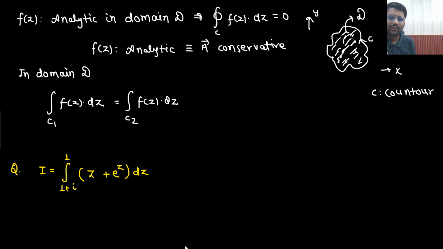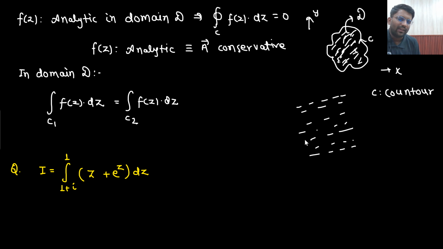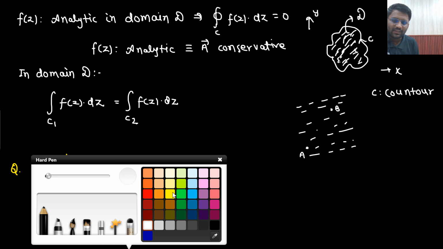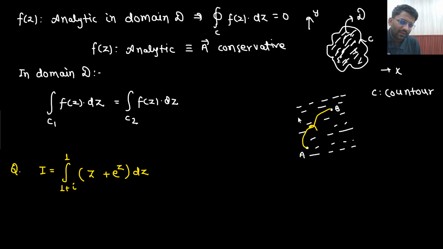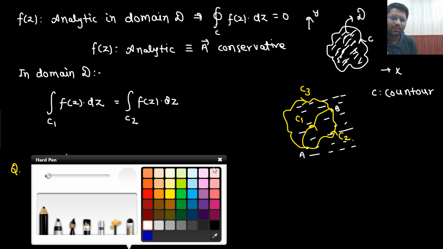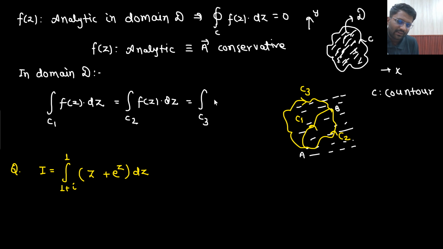Okay? Contour. So in the domain D, if I move from point P to point Q using the curve, let's just say this is my domain D. In this domain D, my function is analytic. Now if I move from A to B using the curve C1, or using the curve C2, or using the curve C3 in the domain D, what result will I get? All the results will be the same if your function is analytic. That's the condition. Is that clear to you?